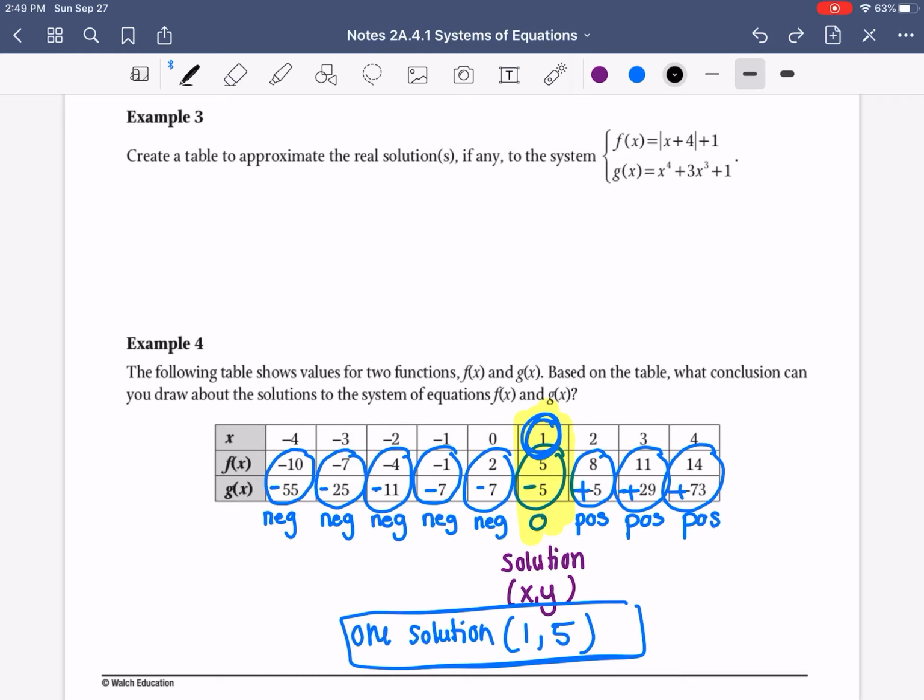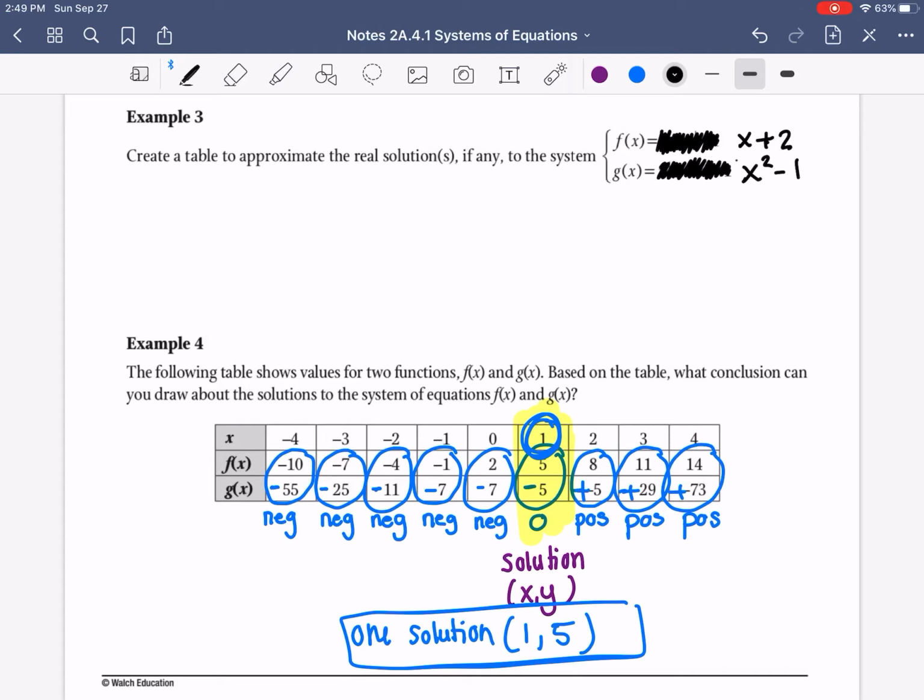So I'm going to change example 3 just a little bit, okay? So we're going to change what the problems are. It says create a table to approximate the real solutions, if any, to the system. We're just going to change what f of x and g of x are. That was an absolute value and a fourth power function, and we're just going to try to make them a little bit easier. We're going to do f of x is x plus 2, so that's just a line. And then g of x is x squared minus 1. That's a quadratic, so a line and a parabola.